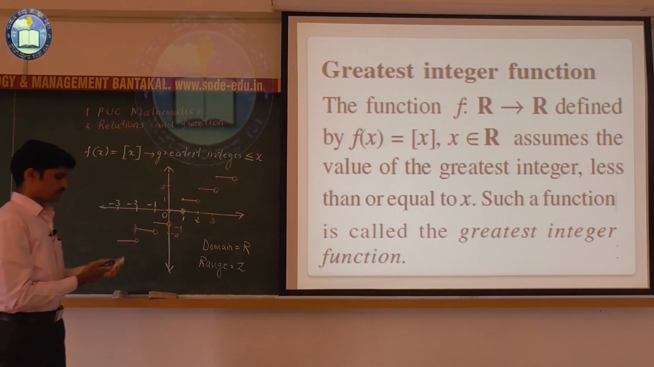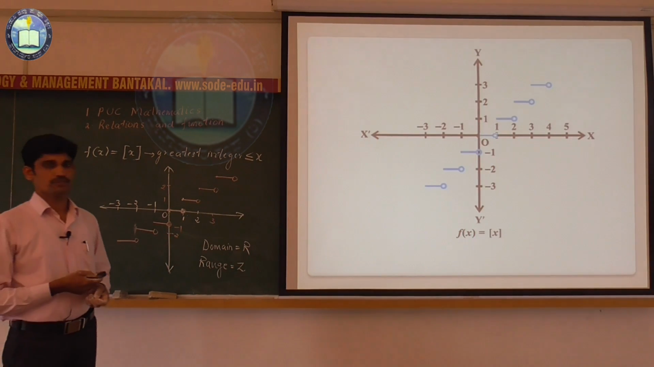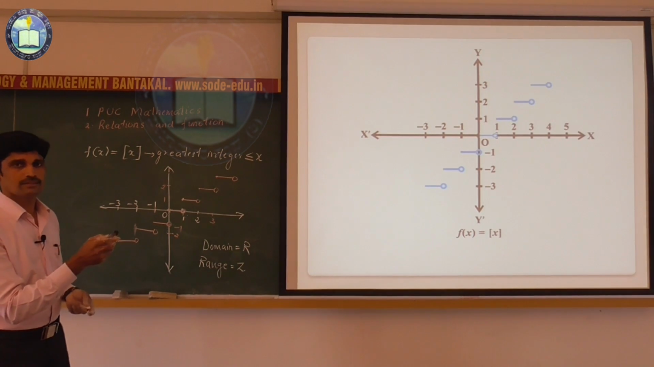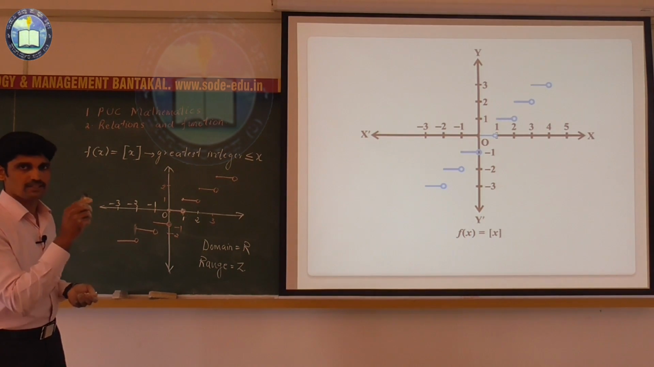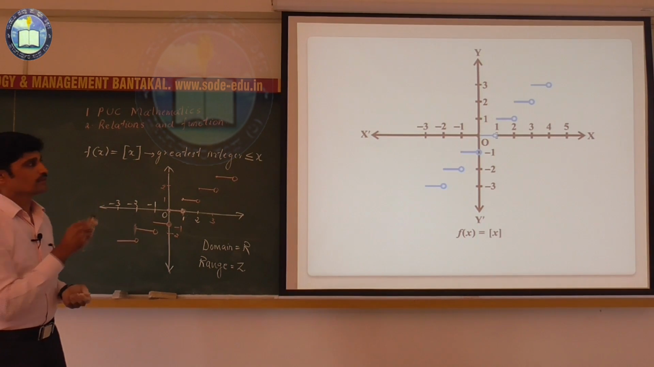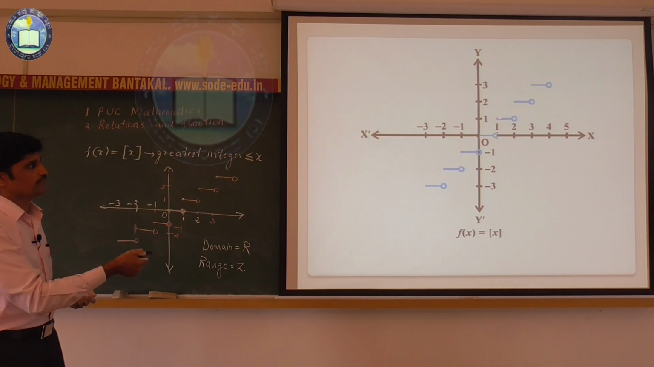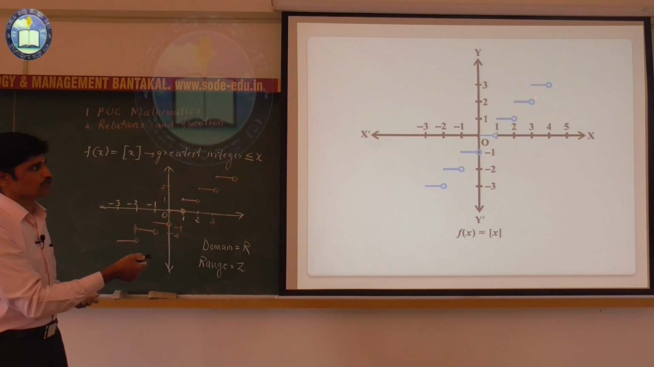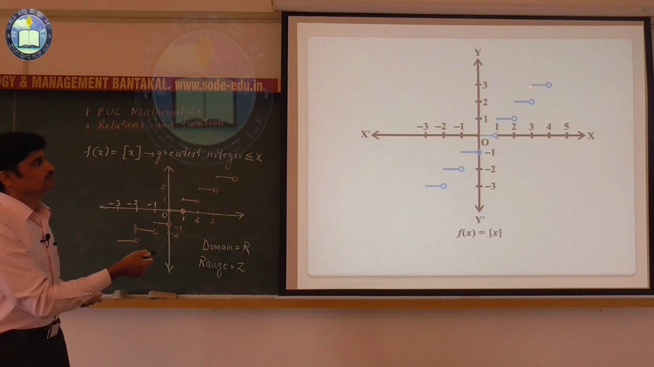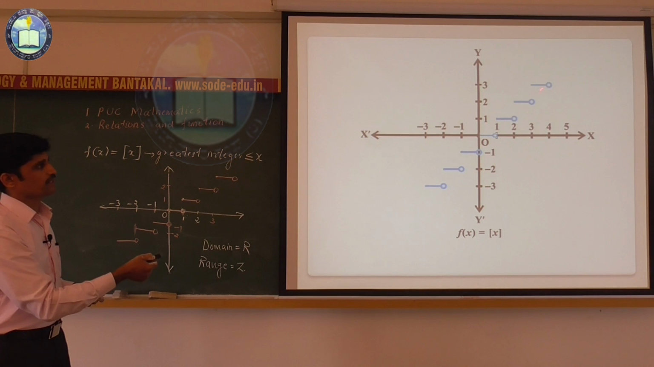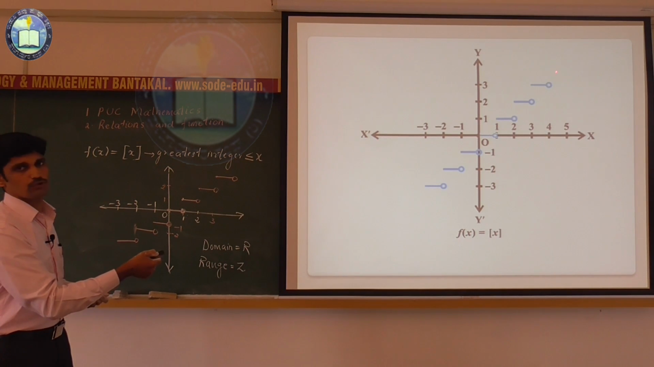So let us see the graph of this function now. This is the graph of the function. Between 0 and 1, it takes the value 0. But when x equals 1, it takes the value 1. Between 1 and 2, the function takes the value 1. But when x equals 2, it is not 1, it is equal to 2. Between 2 and 3, the function takes the value 2. But when x equals 3, it takes the value 3. Between 3 and 4, the function takes the value 3, but when x equals 4, it takes the value 4, and so on.